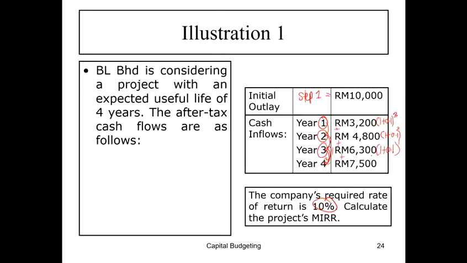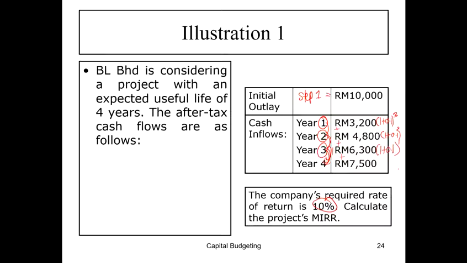Sorry, you will get 1. If you get 0, then you will get 0. So 7,500, you are still going to times with 1. So no need to write it also, it's okay. So calculate 3,200 times with 1 plus 0.1 to the power of 3.